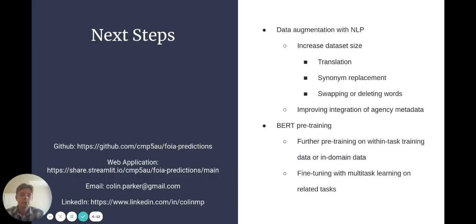So how can these models be improved even further? Firstly, by gathering more data or augmenting the training set we already have, using translation to a different language and back, or replacing synonyms at random, or swapping or deleting words at random, we can augment our training set. And specifically for the BERT model, we can pre-train it on similar tasks, such as maybe state and local FOIA requests or other government form classification.